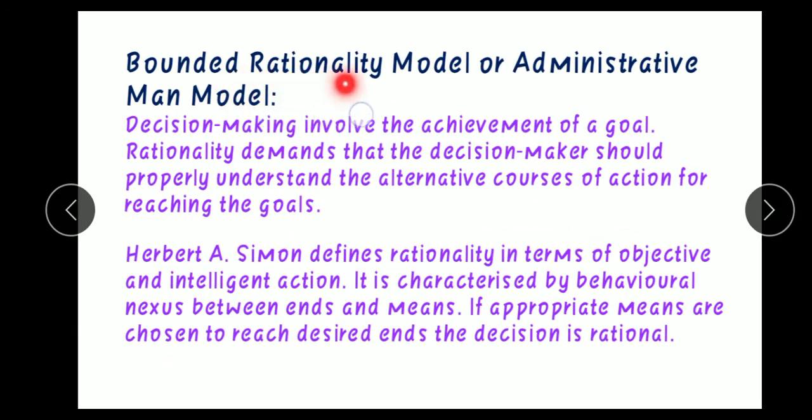Now it is the bounded rationality model, or administrative man model. Decision making involves the achievement of a goal. Rationality demands that decision makers should properly understand the alternative courses of action for reaching the goal. ये जो मॉडल है ये मोस्टली हमारे रियल लाइफ में बहुत ज़्यादा एप्लीकेबल है.